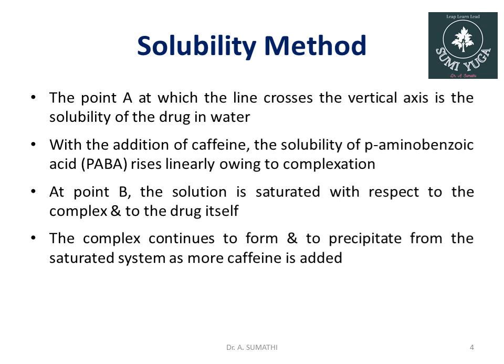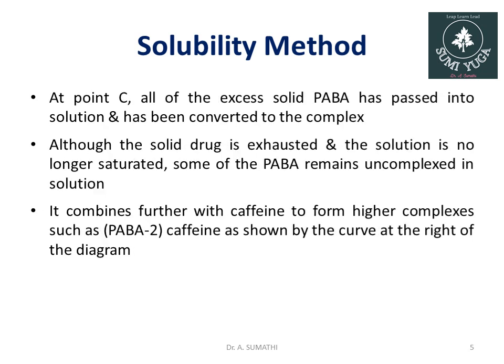The second one is point B. At point B, the solution gets saturated. Why does saturation occur? Because of complex formation and also because of the concentration of the drug. After saturation, the complex continues to form and precipitates from the saturated system by adding more caffeine. Since we are adding more and more caffeine, the complex continues to form.